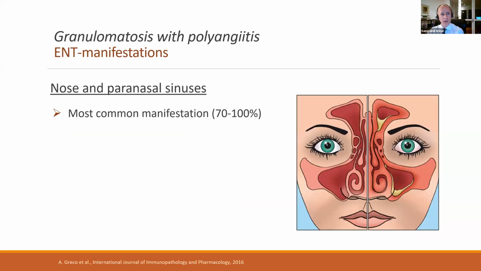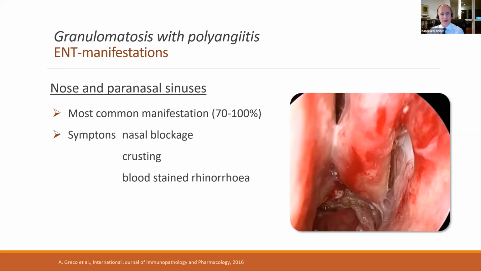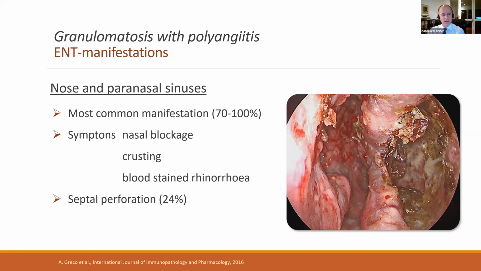So let's move on and look at the nose and paranasal sinuses. Well, it's an ERS seminar, so we are the Rhinologic European Society. Nose manifestations are the most common ones and can be found in almost all patients of GPA. The symptoms, however, are rather unspecific, such as nasal blockage, crusting, and maybe a little bit more specific, blood-stained rhinorrhea. Quite specific is the finding of a septal perforation, which can be found in 1 out of 4 patients with GPA.